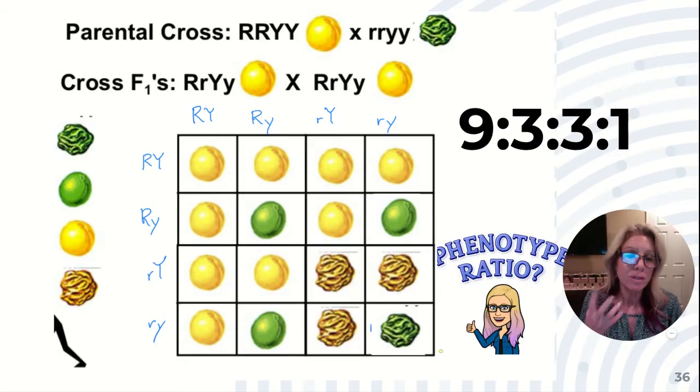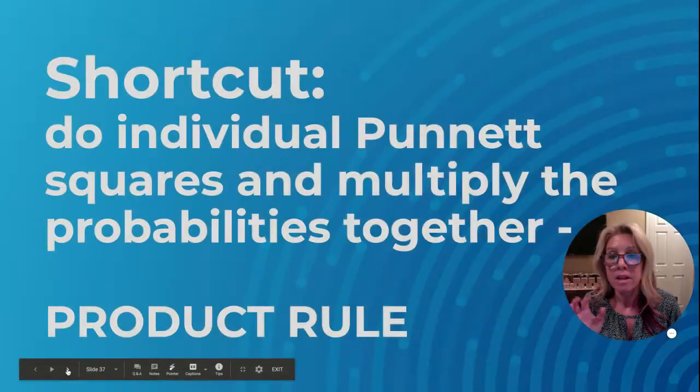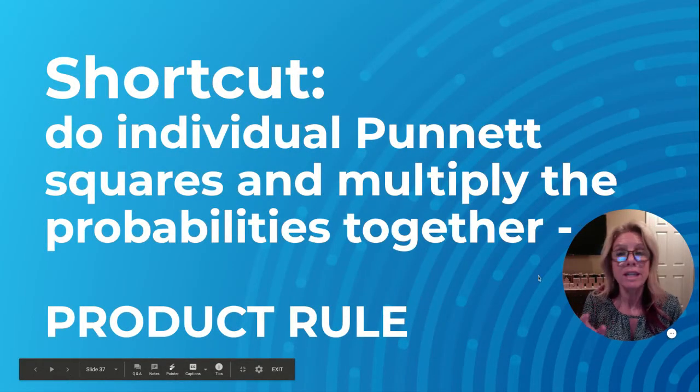Now, what if you had to do a trihybrid cross? Now it's getting even bigger. Wouldn't that be 64, I believe, is how many squares you would have to make. You do not want to do that. So what you want to do is learn the shortcut so you don't have to make the big Punnetts. And the shortcut is this.